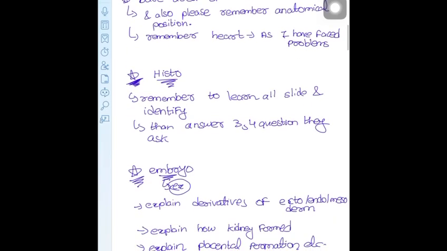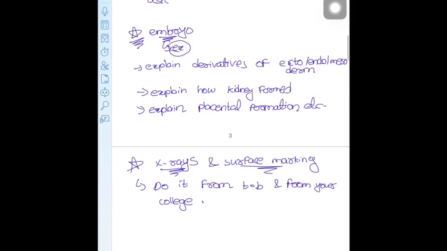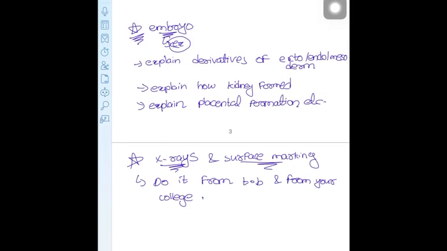In histology, remember all the slides and identify, then answer the 3 to 4 questions that they ask. In embryo, the questions can be formed like some of these. Explain derivatives of the ectoderm, endoderm, mesoderm. How is the kidney formed? What are the possible abnormalities in kidney? What is horseshoe-shaped kidney? What happens if only one kidney develops? Explain placenta formation. What abnormalities are there? What happens if the placenta is not attached properly to the fetus, etc.